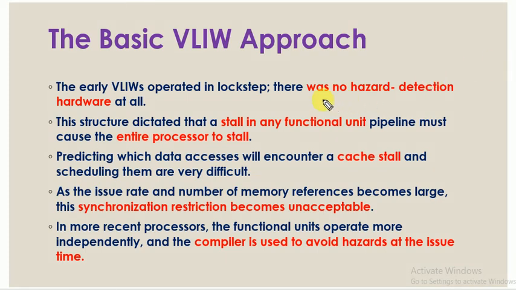In the earlier VLIW, there was no hazard detection hardware at all, but later some hazard detection hardware was added to the basic VLIW approach. With this structure, a stall in any functional unit pipeline must cause the entire processor to stall. So one functional unit being stalled affects the entire processor. Similarly, predicting which data access will encounter a cache stall and scheduling around it is very difficult in the VLIW approach.